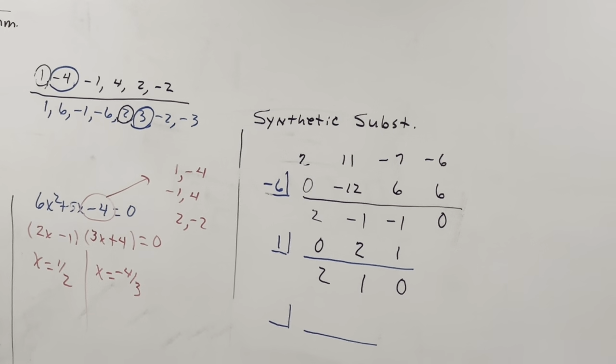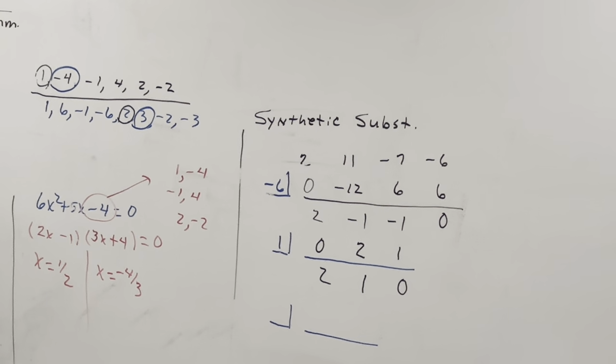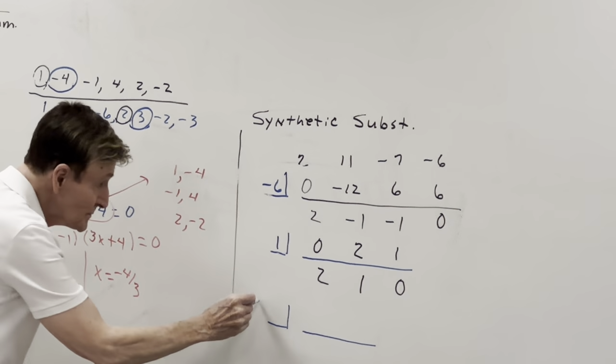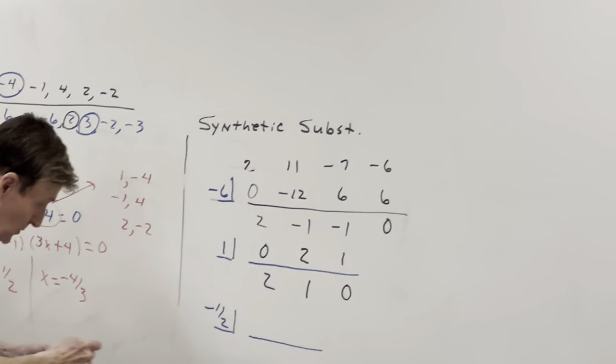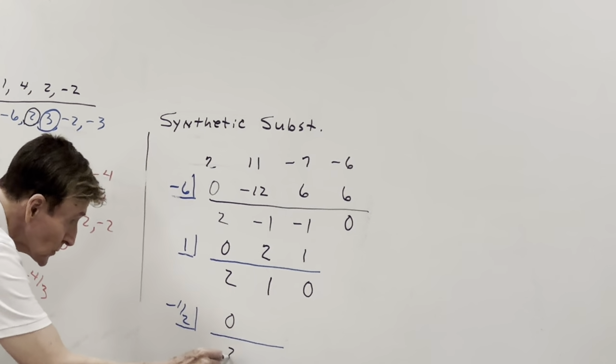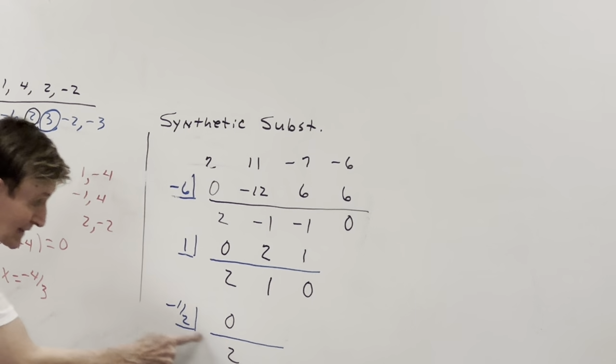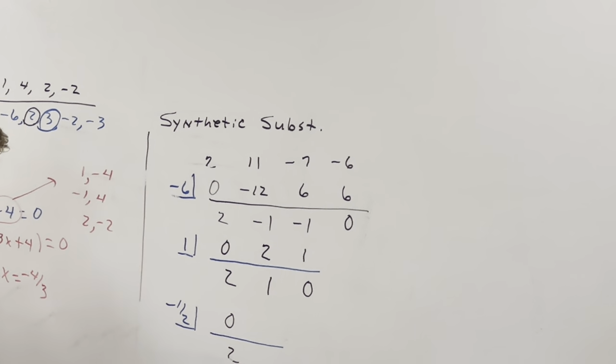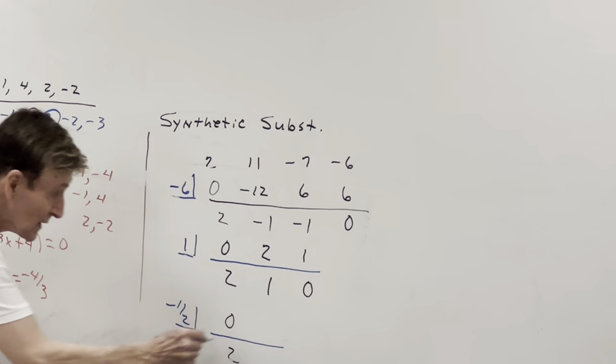Let's see if we got it. Yes. Negative 1 over 2. Negative 1 half? Oh, by the way, guys, negative 1 half, that's a possibility. It wants to be tested. Here goes. 0, always here first, add them up, 2. Product, 1 half times 2 is a 1. In fact, it's a negative 1 in this case.